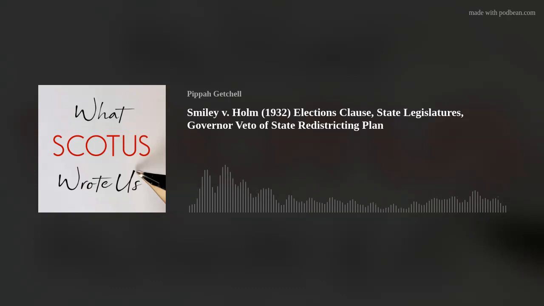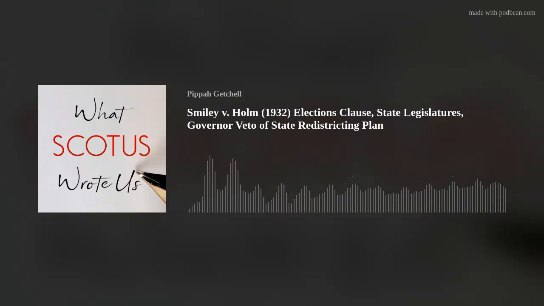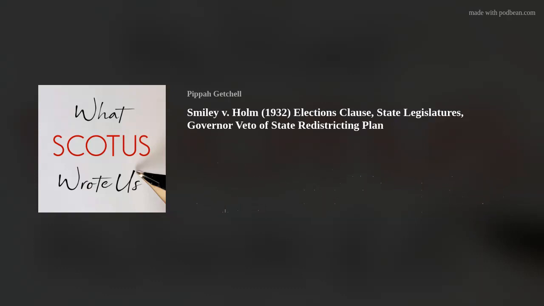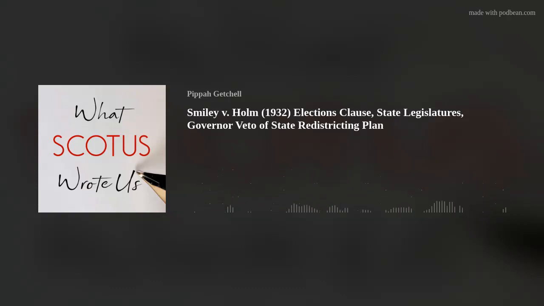Accordingly, in this instance, the validity of House File number 1456 cannot be sustained by virtue of any authority conferred by the federal Constitution upon the Legislature of Minnesota to create congressional districts independently of the participation of the governor as required by the state constitution with respect to the enactment of laws.